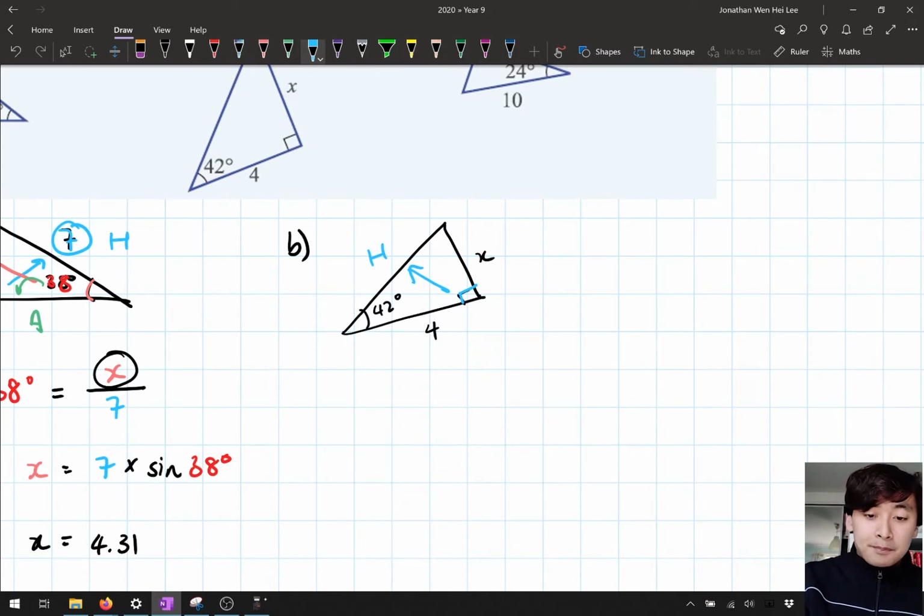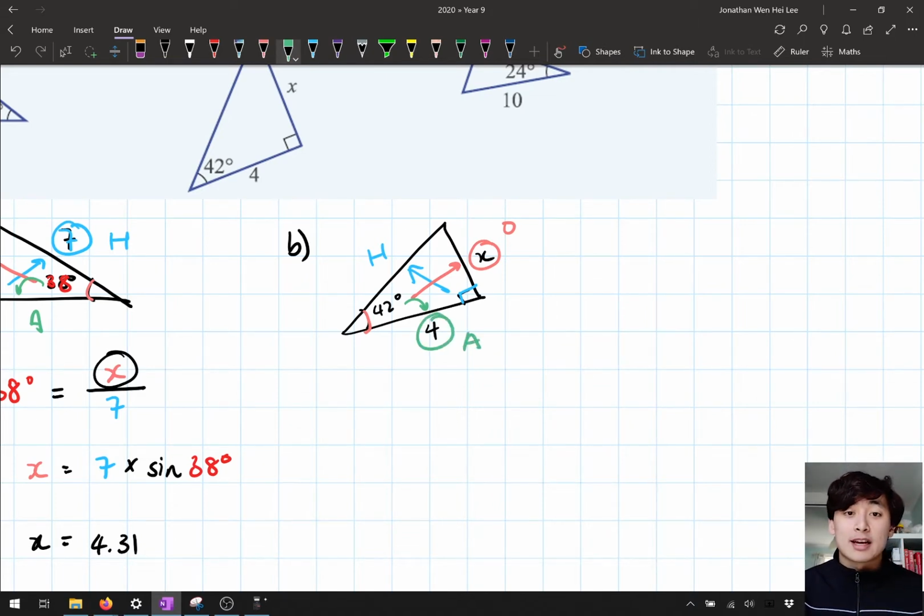Okay, next step. I'm going to have my opposite side. The opposite side is opposite the given angle. So here the given angle is 42 degrees. I go opposite it, and so this X over here is going to be my opposite side. The last side is my adjacent side, which is the one that's right next to my angle, or the one that's left over. So here my 4 is going to be my adjacent side.